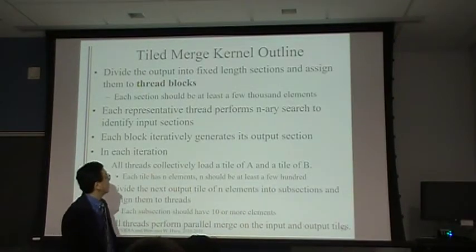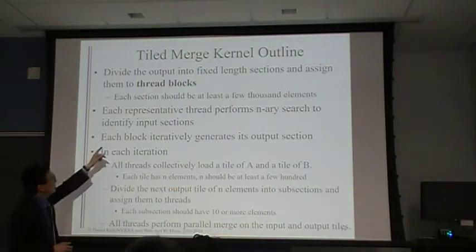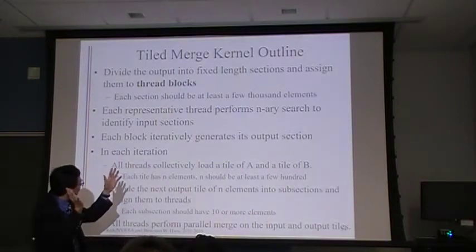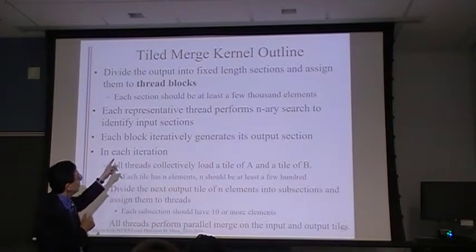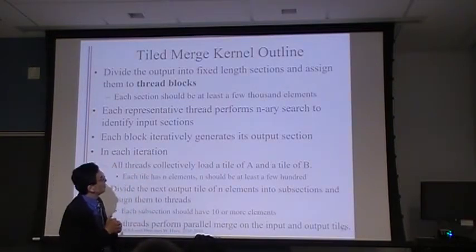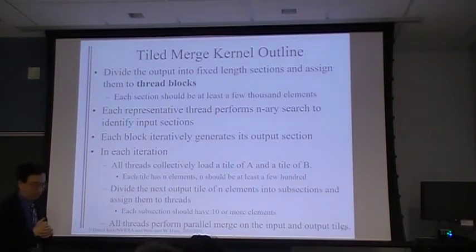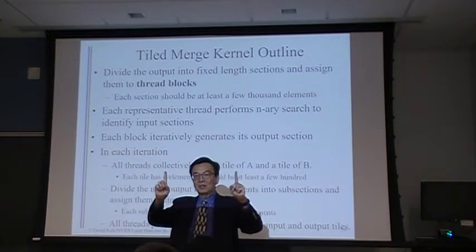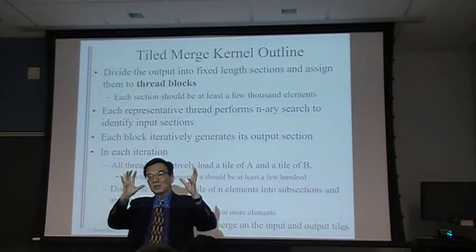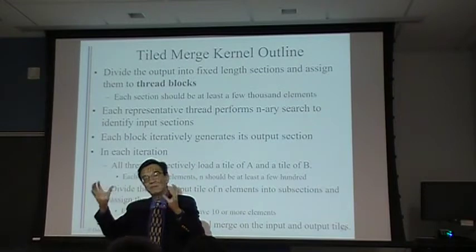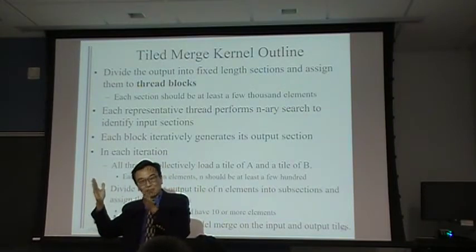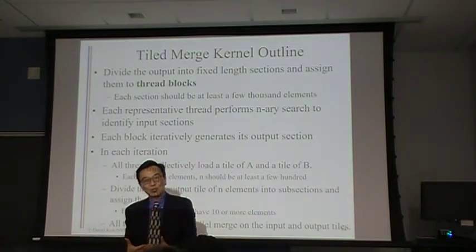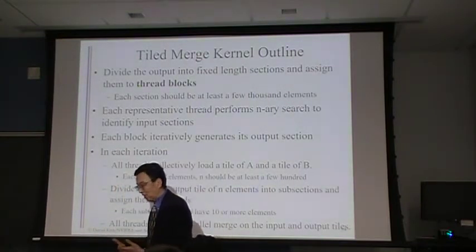Okay. So each representative thread will perform an n-ary search to identify the input sections for the entire block. And then the block will iteratively generate its output section. So this is the key. Now we know for each thread block, there are going to be maybe even a few thousand A and a few thousand B elements in a consecutive tile, right? That should be used to merge into the C section, right?